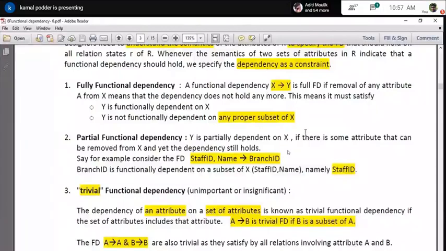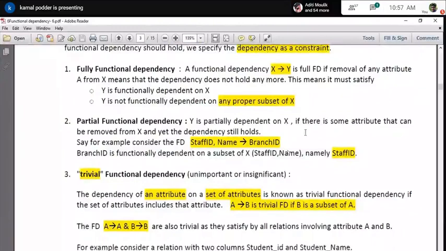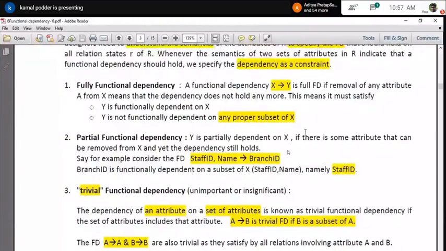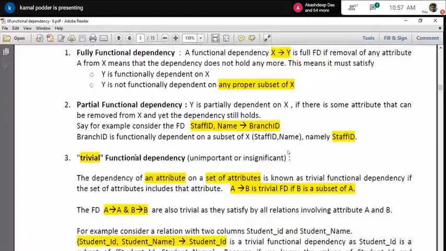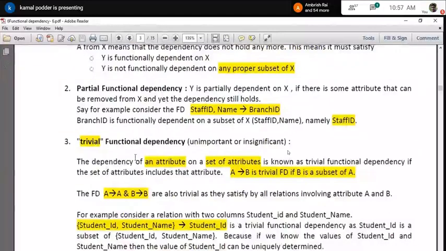But if it is not so, if you ignore any one attribute from this side and still the functional dependency holds good, then we can say that it is partially functionally dependent. Take an example here: staff ID and name, and branch ID. Branch ID depends upon staff ID and name. On the left side there are 2 attributes, and on the right side there is 1 attribute. Now if I take a subset, that means I drop the name.